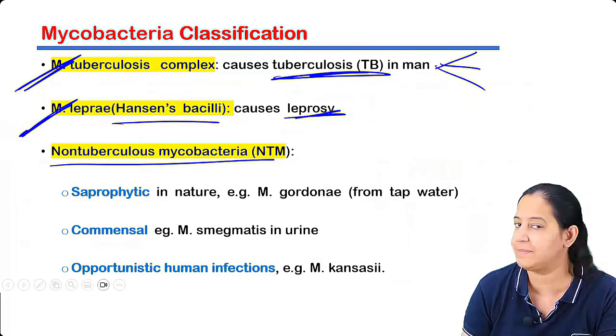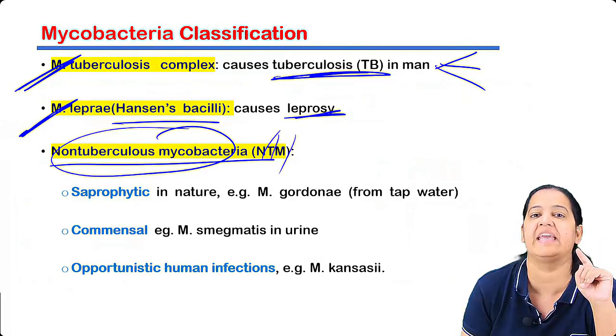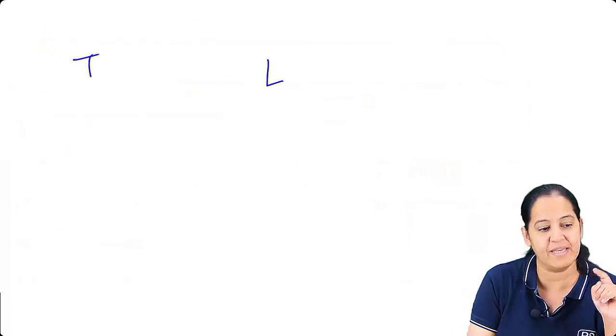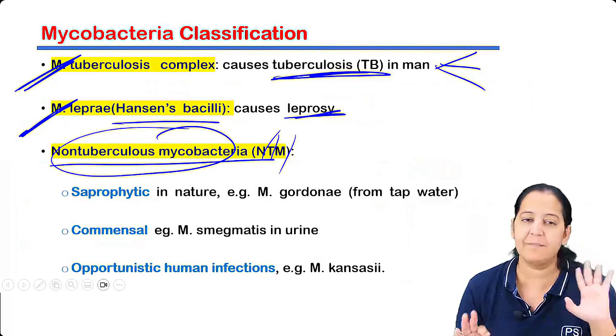They do not cause TB, they do not cause leprosy. These are known as non-tubercular mycobacteria, NTM. So the one which causes TB, the one which causes leprosy, and the third, NTM, non-tubercular mycobacterium. So this is the basic classification.